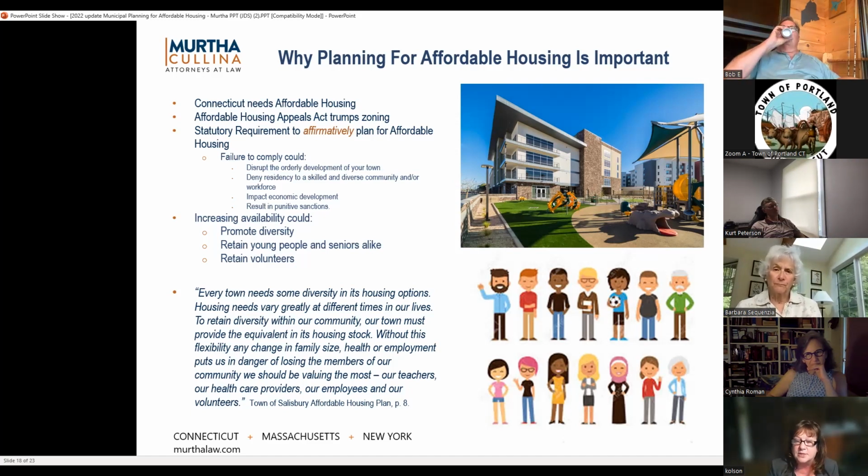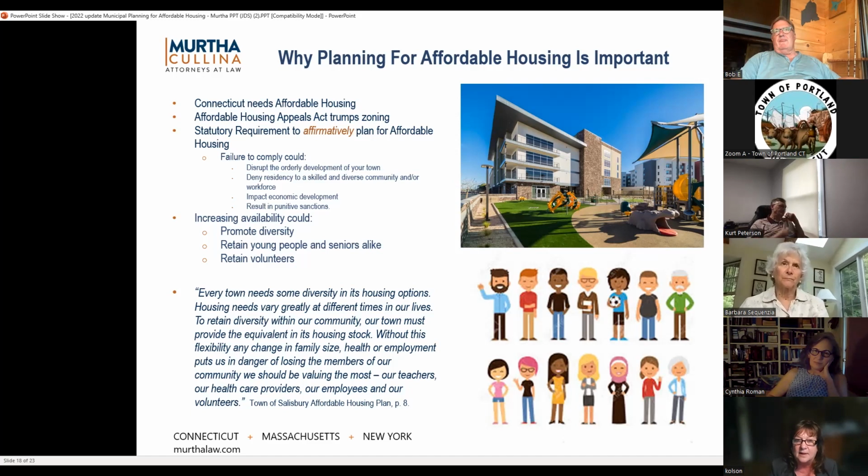Affordable housing trumps zoning, which is another reason that you have to take it very seriously. There are statutory requirements to affirmatively plan for affordable housing that we've discussed. As we said, the failure to comply could disrupt the orderly development of your town, deny residency to a skilled and diverse community, impact economic development, result in punitive sanctions. We don't know about the punitive sanctions yet, but it could happen.